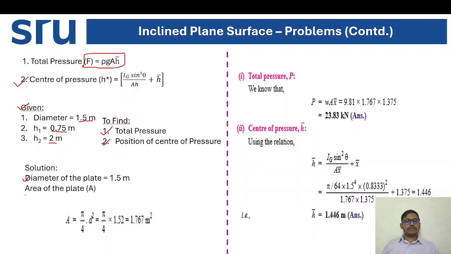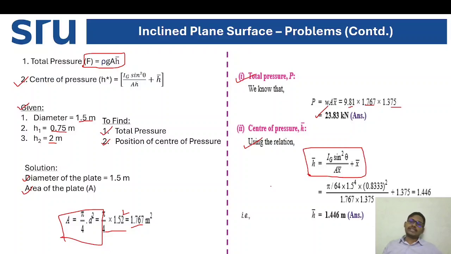Solution: diameter of the plate 1.5 meters and area A is pi by 4 d square, pi by 4 into 1.5 square, that is equal to 1.767 meters square. And total pressure, we know, is rho g A into X bar: 9.81 into 1.767 into 1.375, that is 23.83 kilonewtons.